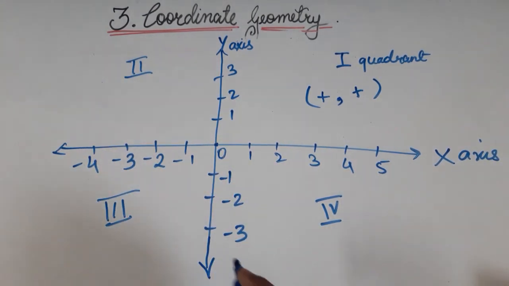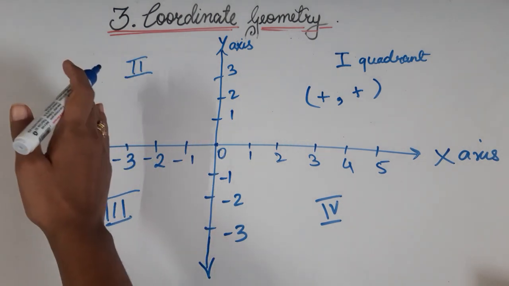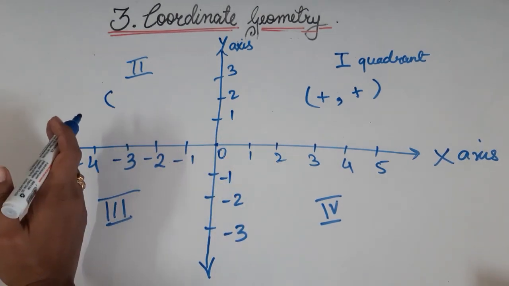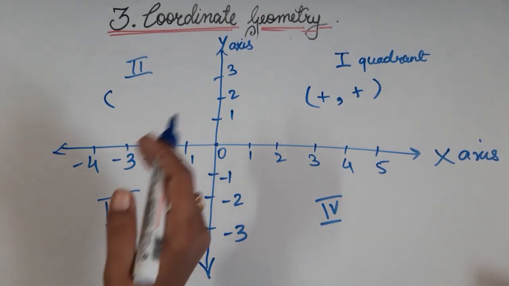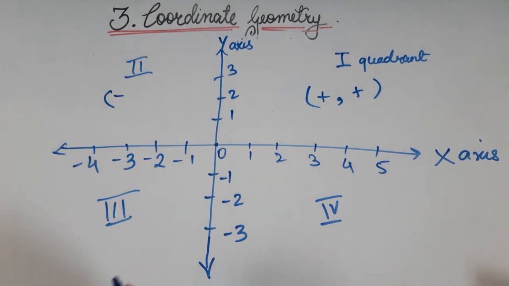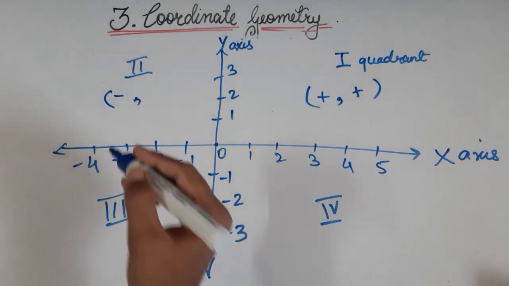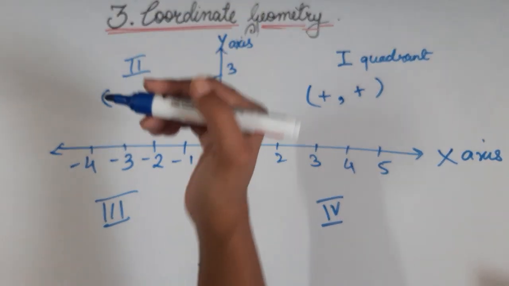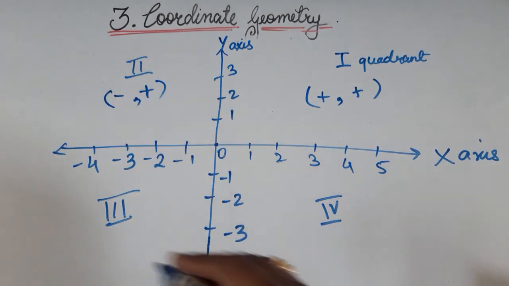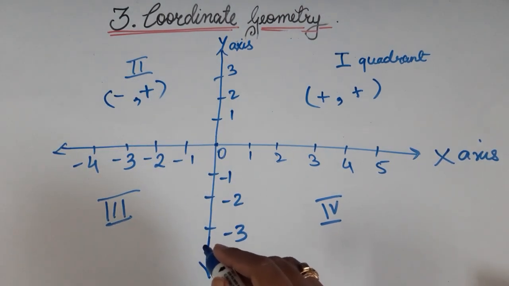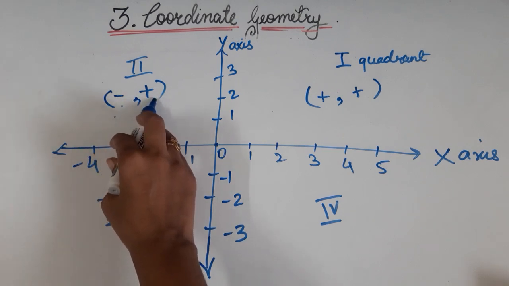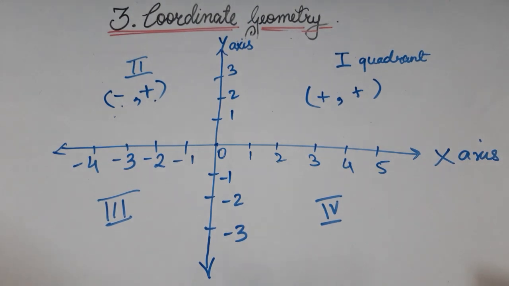Now let us take the second quadrant. What should be the sign convention for the second quadrant? Let us first check the x coordinate. The x coordinate will always be to the left of the origin. Left of the origin means what? X coordinate will be negative. And the y coordinate will be above the origin, that means positive. So this is the sign convention for the second quadrant: the x coordinate will always be negative and the y coordinate will always be positive.